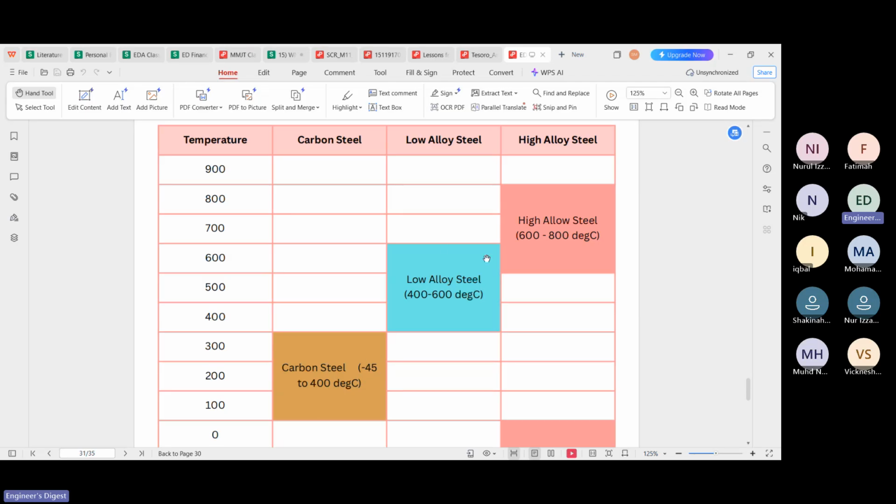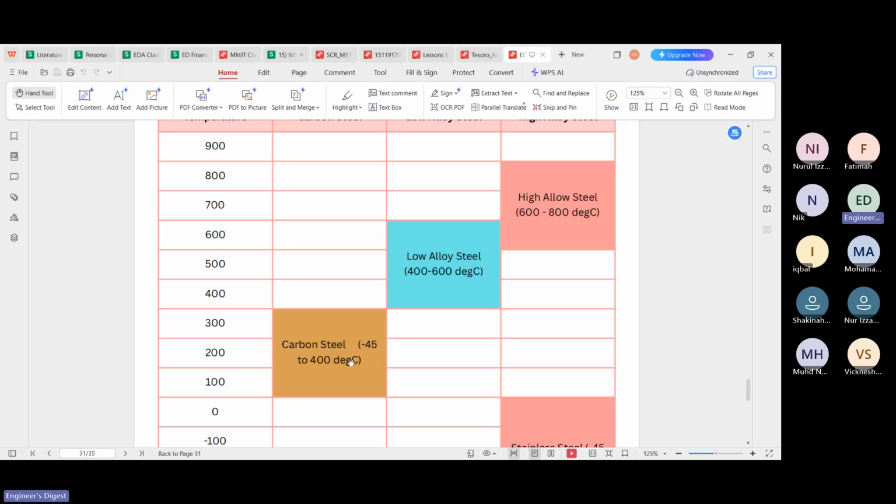For next class, we'll go to low alloy steel. There are several types of low alloy steel, or we call it chromoly steel. So right now we are at carbon steel, minus 45 to 400 degrees Celsius. This is your safe range.